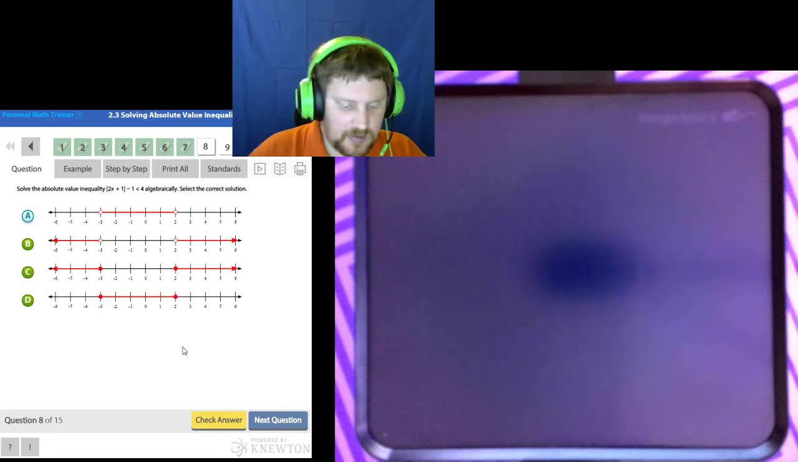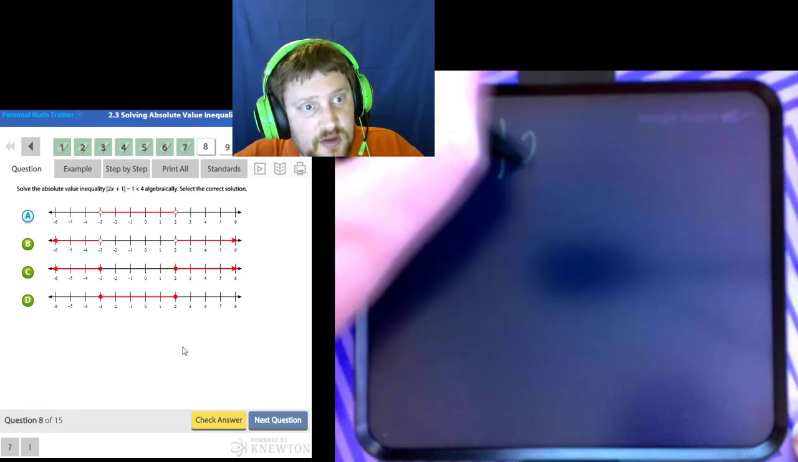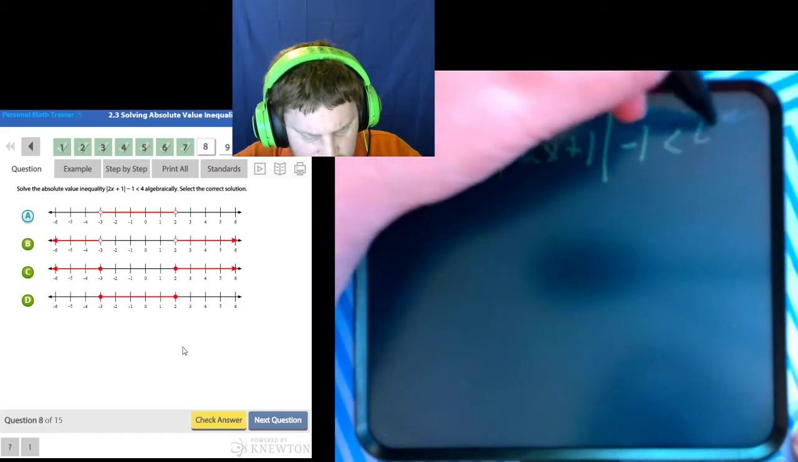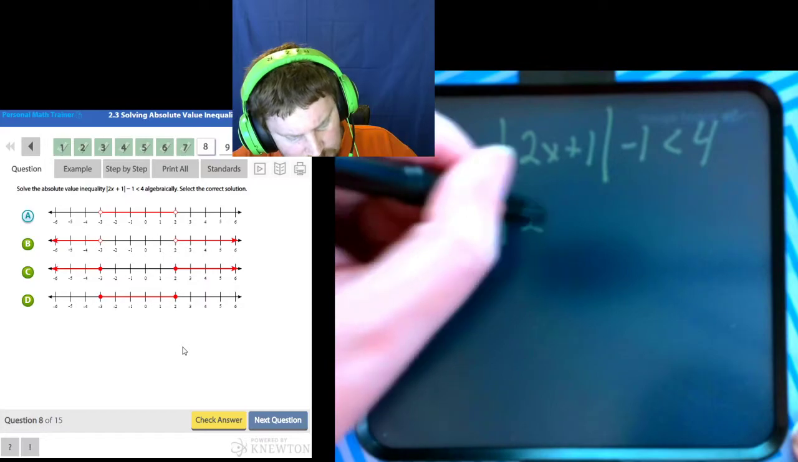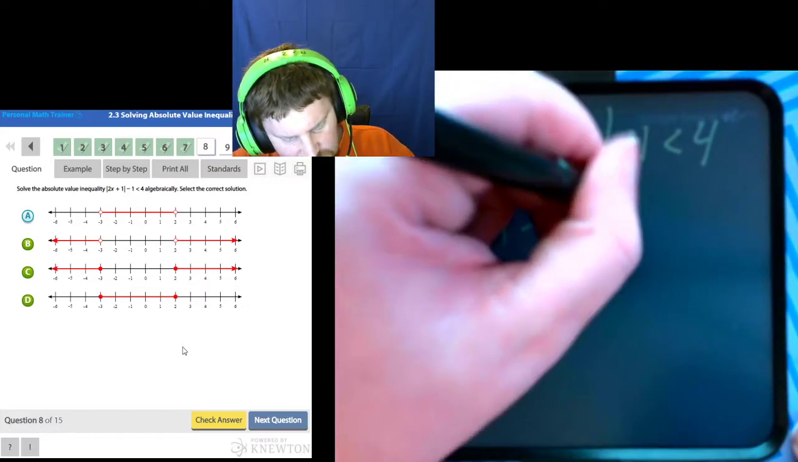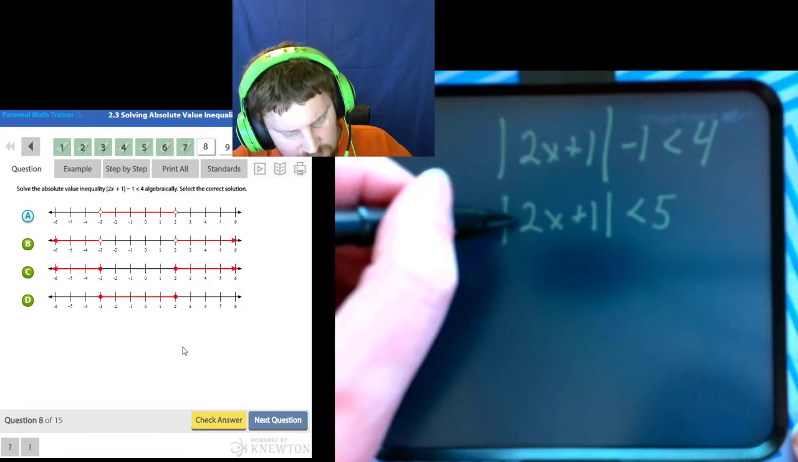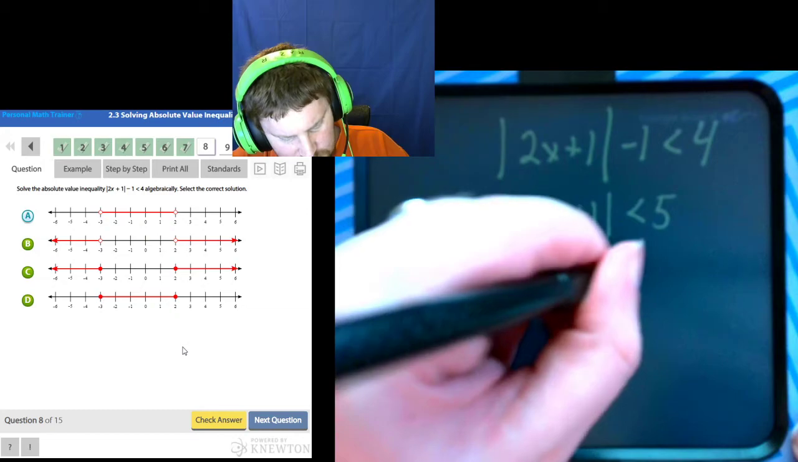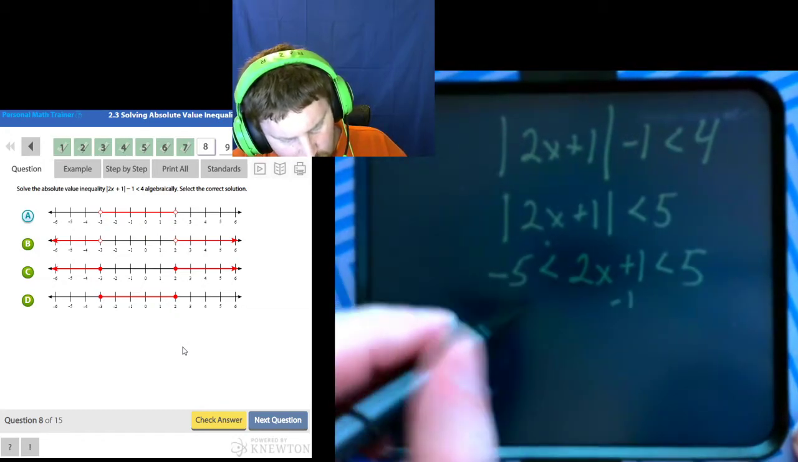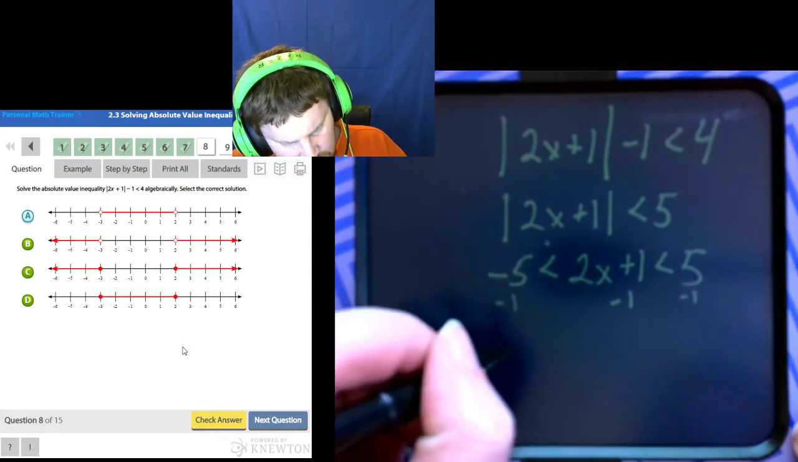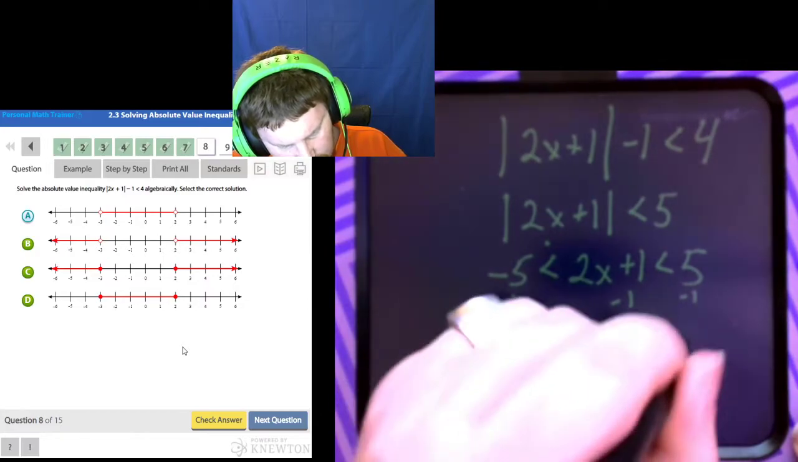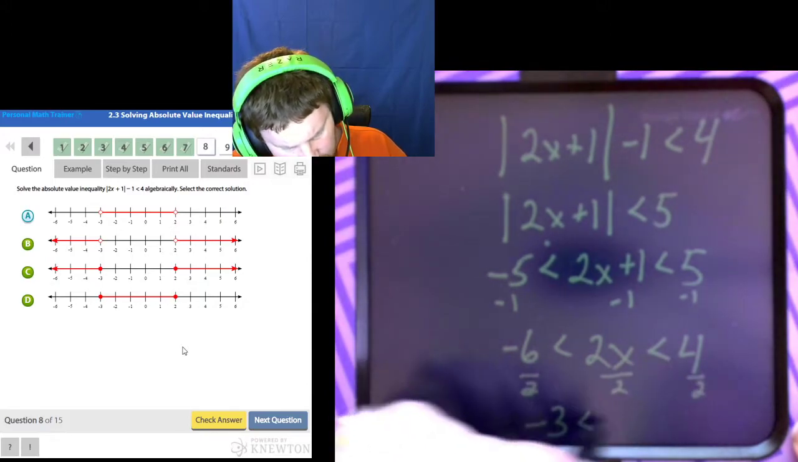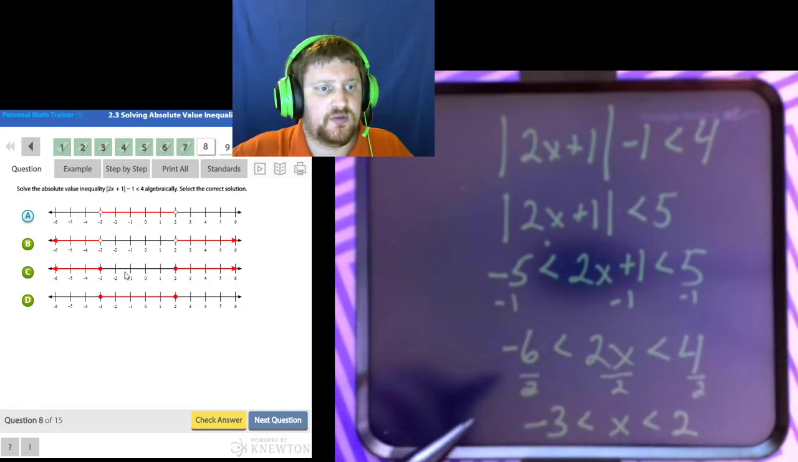I'm going to show you this time how to do it correctly. Absolute value of 2x plus 1, minus 1 on the outside is less than 4. So absolute value of 2x plus 1, add 1 to each side, you have less than 5. So we have to split it up into two parts now. Since it's less than, we can do negative 5 is less than 2x plus 1 is less than 5. Subtract 1 from all three parts. Negative 6 is less than 2x is less than 4. Divide each part by 2. Negative 3 is less than x is less than 2. So between negative 3 and 2.